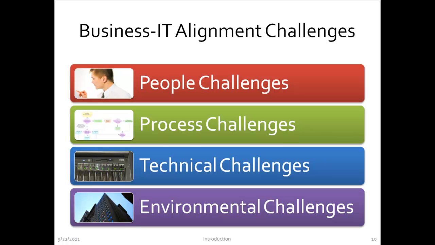Business IT alignment challenges can be placed into four categories. First, people challenges around the culture of the people in the different departments or organizations within the enterprise. Second, process challenges that arise from the complex nature of software development. Third, technical challenges around enterprise systems. These technical challenges are unique to enterprise systems, and we will cover them later in this lecture. Fourth, environmental challenges that arise from the business environment in which the system operates.